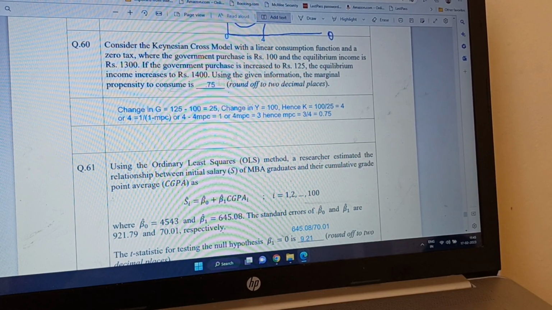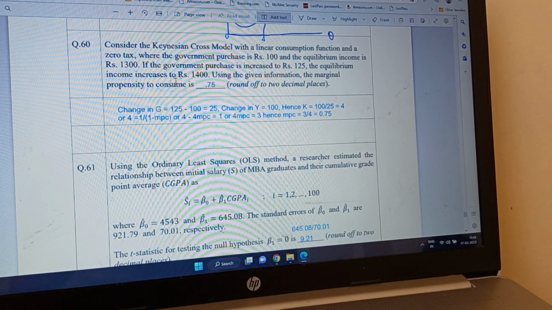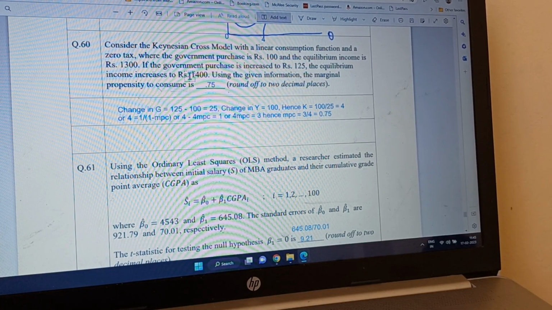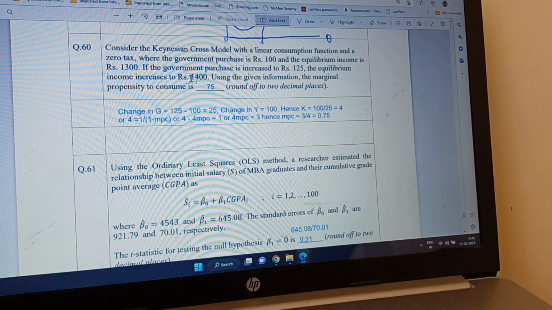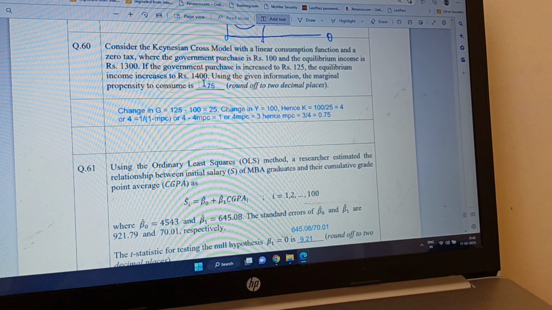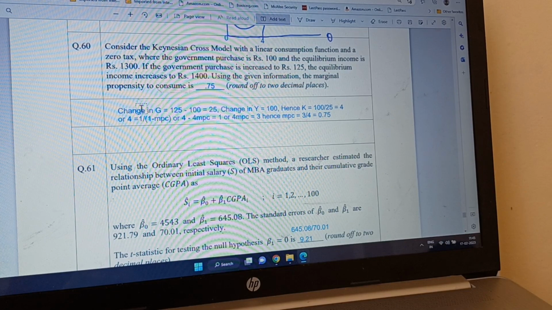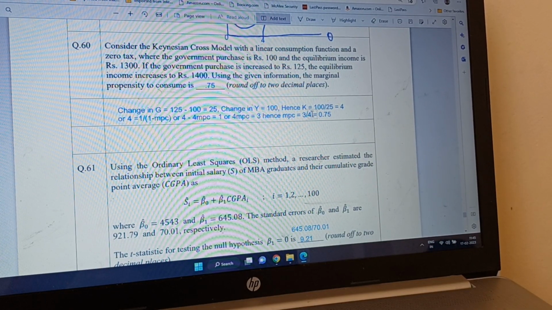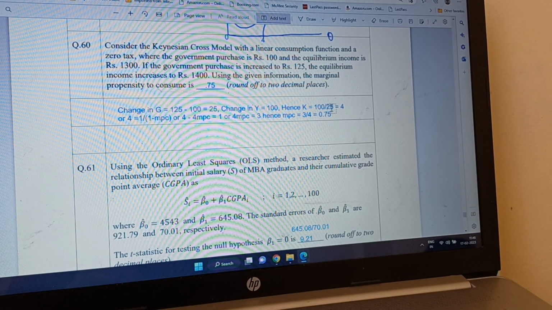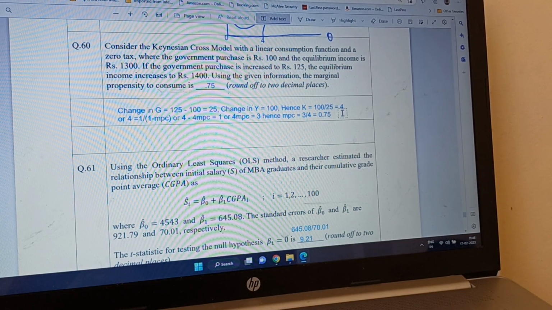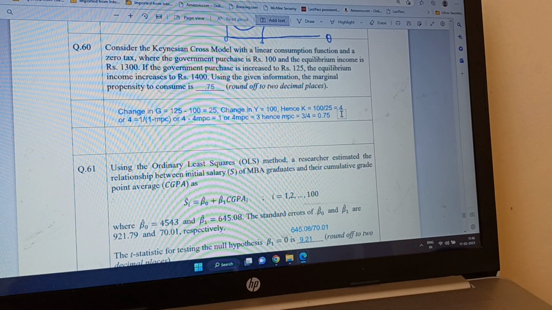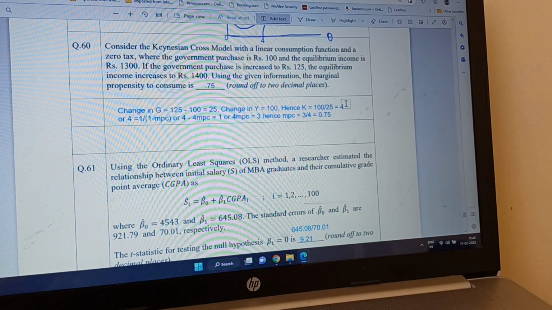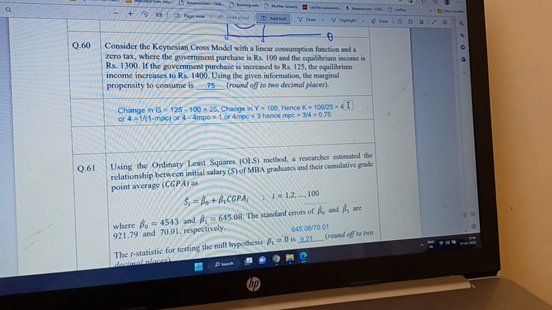Using the given information, the MPC, marginal propensity to consume, is round off to 2 decimal places. So again, it will be 0.70 and 0.80, but that is for you to write in the exam. I am telling you the exact number. So change in G is 25, change in Y is 100, hence what is K? K is equal to 100 divided by 25, because delta Y is equal to K times delta G. So this becomes 4, multiplier K is 4.